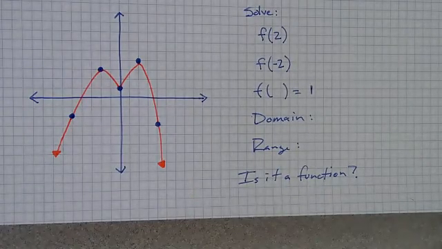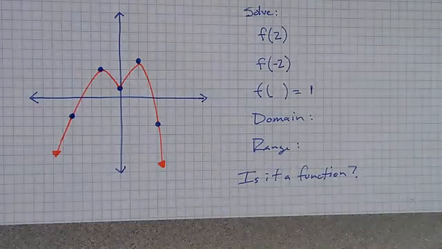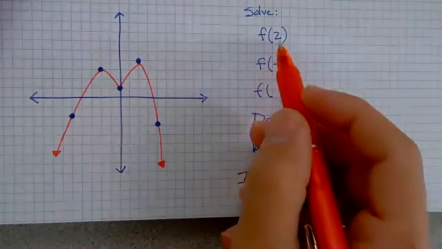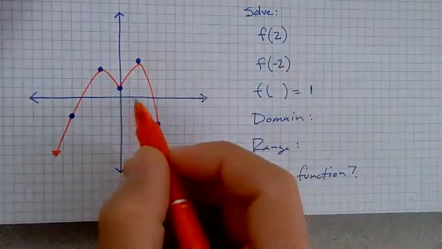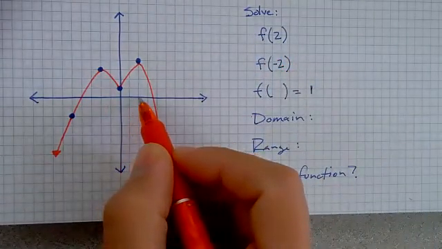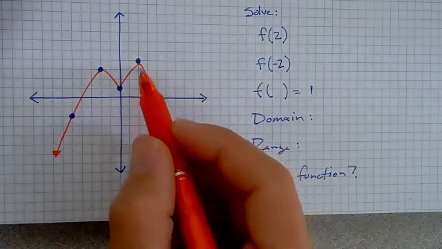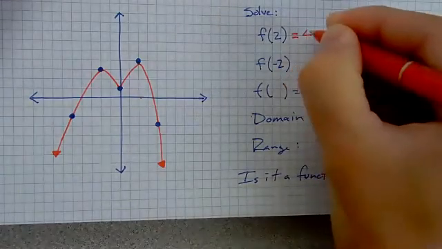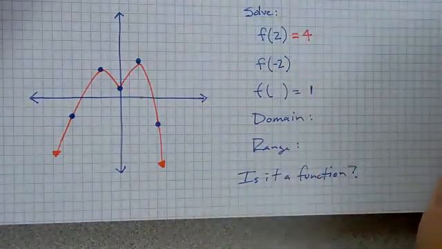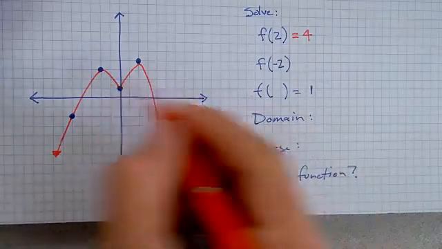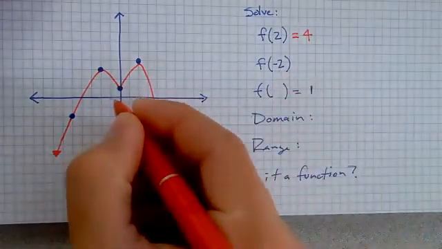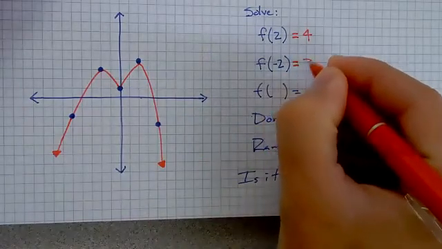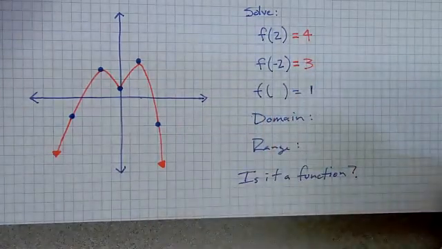All righty, so taking a look here, f of 2, that is our input, that is our x value. Let's go to the x-axis, we're looking for the y value at this point. 1, 2, 3, 4. So f of 2 should equal 4. f of negative 2, again, being given the x value, 1, 2, and then it's up 3, so the y value is 3.